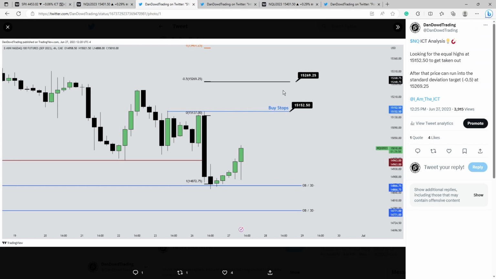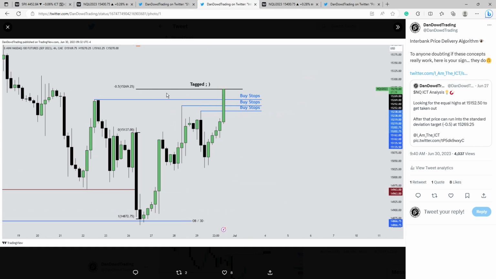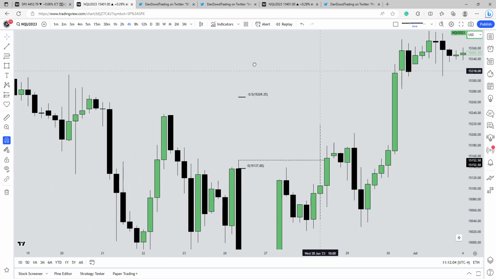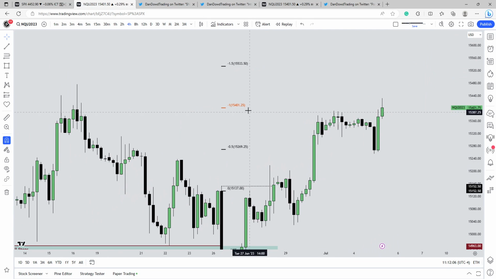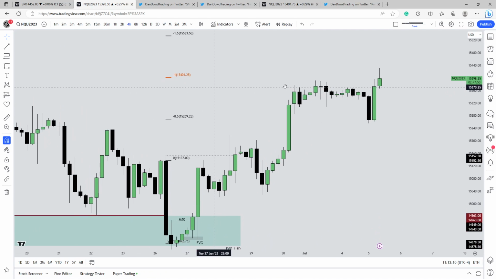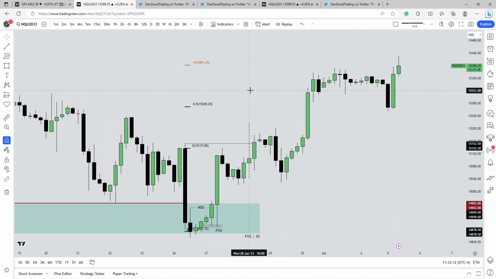15,269.25. So price runs above the buy stops, and then it ends up tagging that high right there, and then it kind of runs past all of it. You can see now it's right at that -1, and it's not random. That's a little speed bump area. So those are the ways that you find the draw on liquidity in a bullish example.